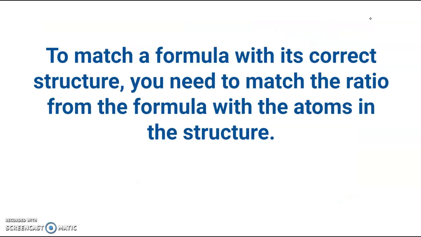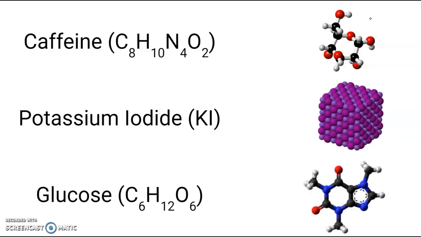To match a formula with its correct structure, you need to match the ratio from the formula with the atoms in the structure. So for instance, take caffeine. The formula for caffeine is C8H10N4O2. If you had to pick a structure from the right to match with that formula, which one would you pick? If you guessed the third one down, you would be correct. The ratio of the atoms in the formula for caffeine match up with that particular structure.